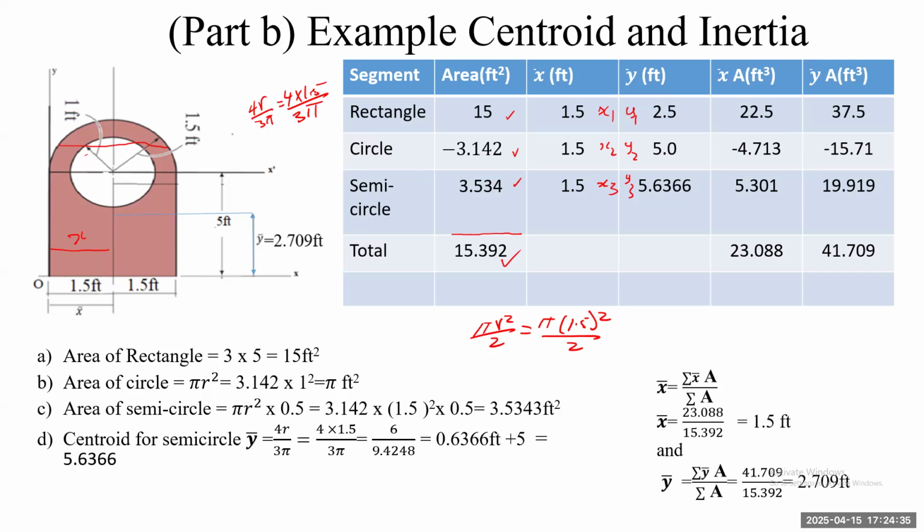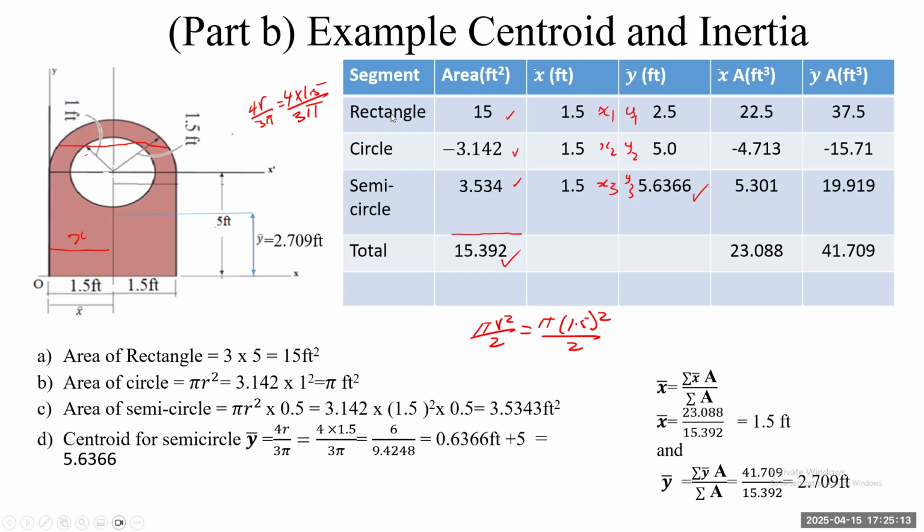Check that value for me. Tell me what you get. Everybody working it? You get 0.6366. Yes, sir. Right, and the 0.6366 you add to 5, so it brings you back to this figure. It's nothing wrong to check the values. So it brings you up to that figure.